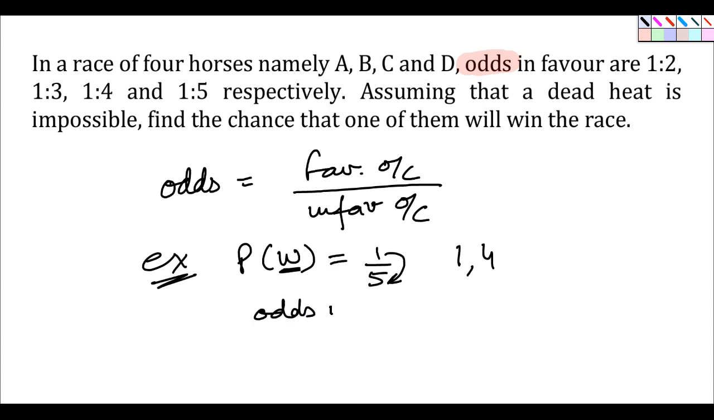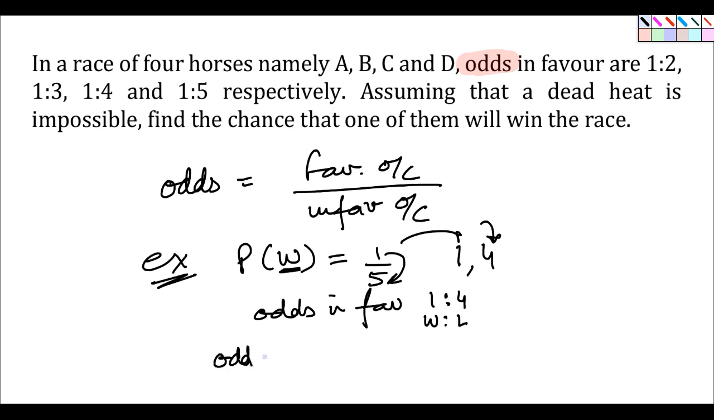Odds in favor: 1:4. Now probability of winning was 1 upon 5. That is, I would win 1 out of 5 games. So in all there will be 5 games, of which 1 I will be winning, and so 4 I will be losing. So odds in favor are 1:4. That is, I will be winning 1 to 4 losses.